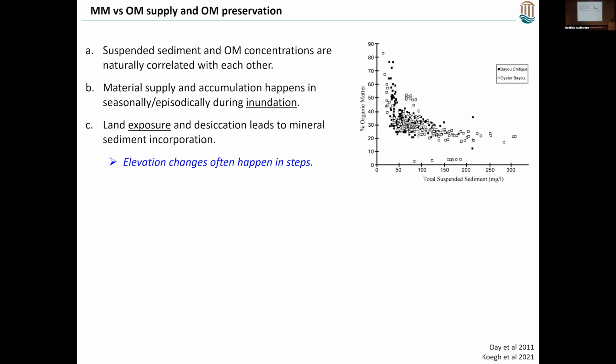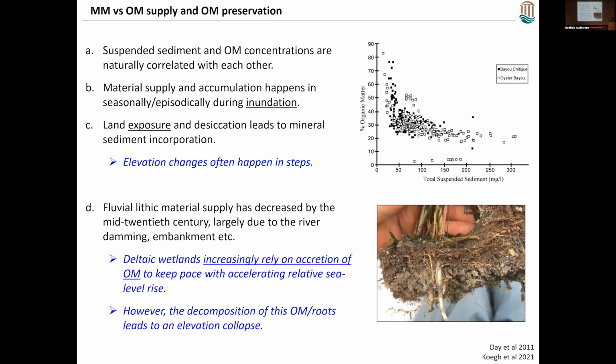So if a delta is supposed to grow with the rising sea level, we need to offer it these two stages and opportunities. The problem is, and we heard about this, that most of our deltas start to be starved of lithic sediment because of river damming, for instance. The reservoir catches a lot of it. So it seems many of them turn more and more into an organic soil delta, mainly accumulating organic soil.